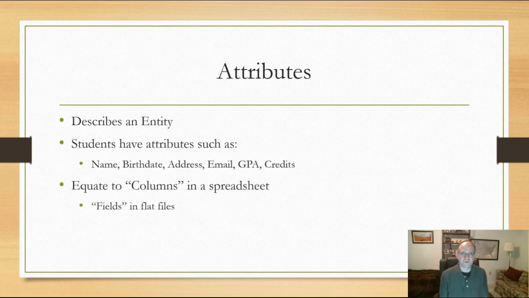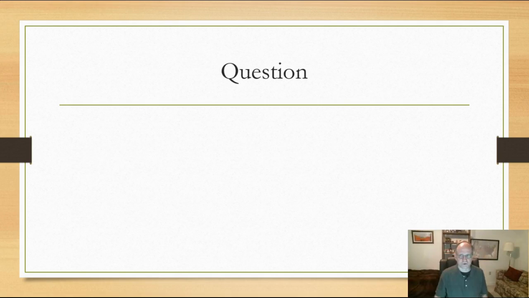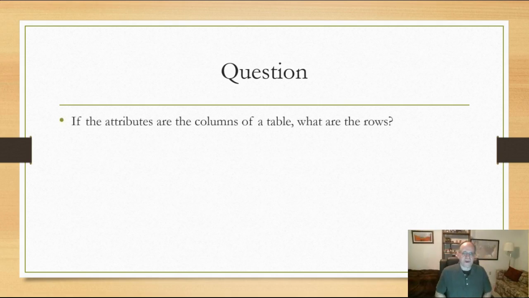Attributes equate to columns in a spreadsheet. So if you have columns, they tend to be the vertical things that describe something about whatever we're doing. In the old days, we had flat files. We call these fields in a flat file. So I have a question for you. If the attributes are the columns of a table, what are the rows?